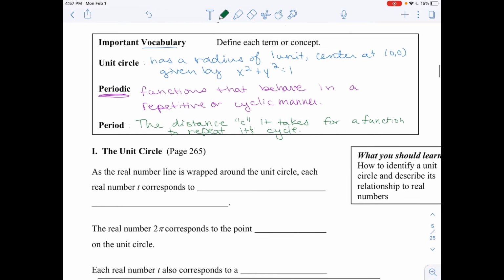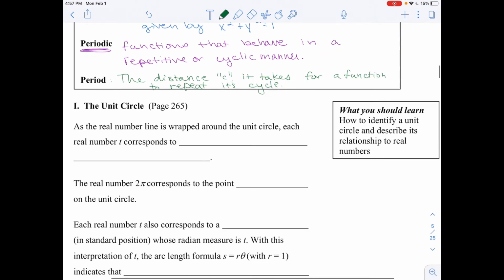All right, so let's talk about the unit circle specifically. A couple of quick things we need to know before we get into the nitty-gritty: as the real number line is wrapped around the unit circle, each real number t corresponds to a point, otherwise known as x comma y, on the circle. And the real number 2 pi corresponds to the point 1 comma 0.